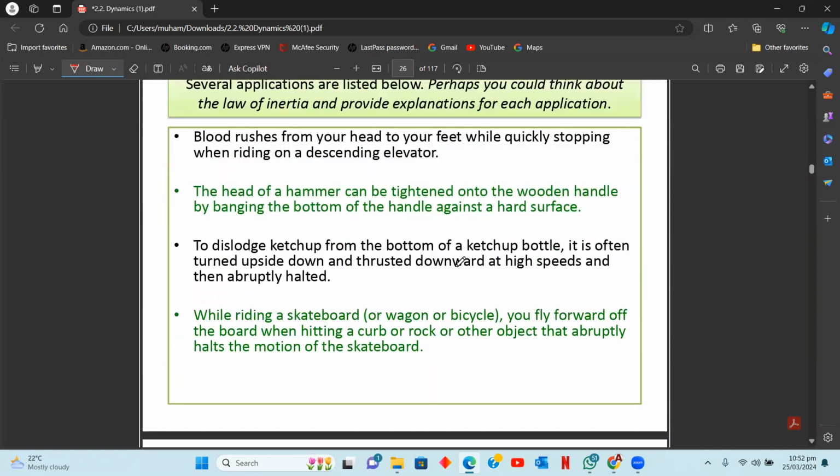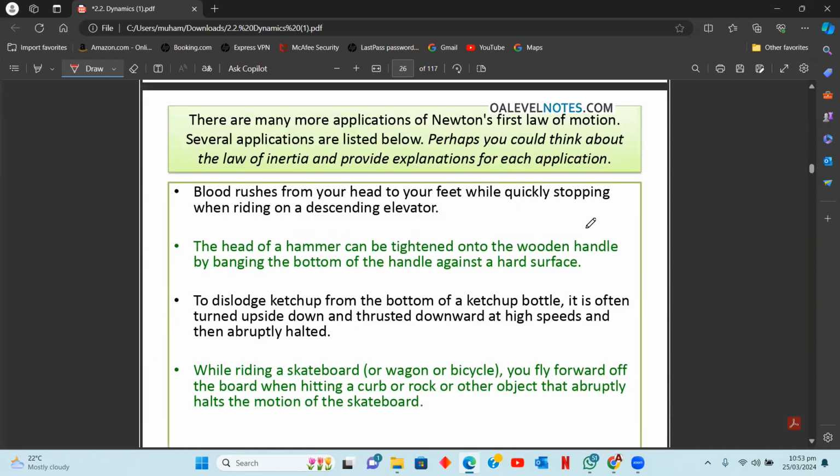Now these are some applications of Newton's first law. Blood rushes from your head to your feet while quickly stopping when riding on a descending elevator. Yeah, the elevator is coming down. Why? Because you and the elevator now are a single object traveling downwards. The head of a hammer can be tightened onto the wooden handle by banging the bottom of the handle against a hard surface.